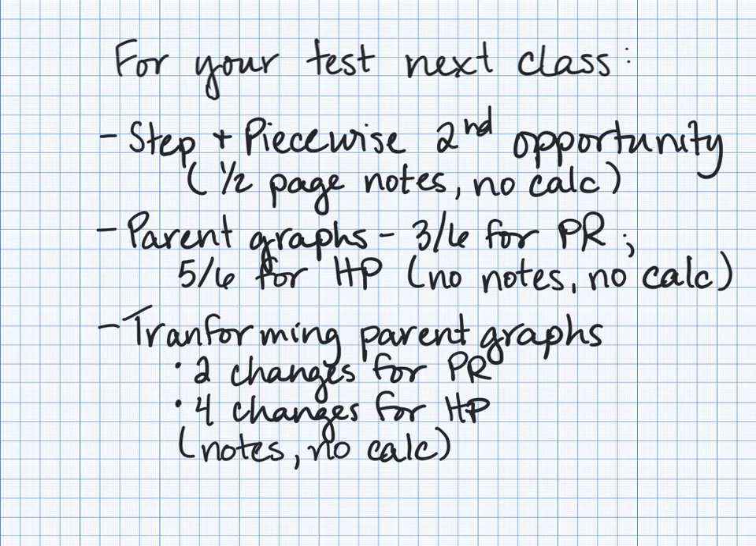The parent graphs, you need to do 3 of 6 of those for proficient and 5 of 6 for highly proficient. No notes, no calculator on that. And then transforming the parent graphs, what we were just working on, you need to be able to do 2 changes for proficiency level and up to 4 changes, so a negative A and then a different value for A, for highly proficient. That you can use your parent graph toolkit on, but no calculator.